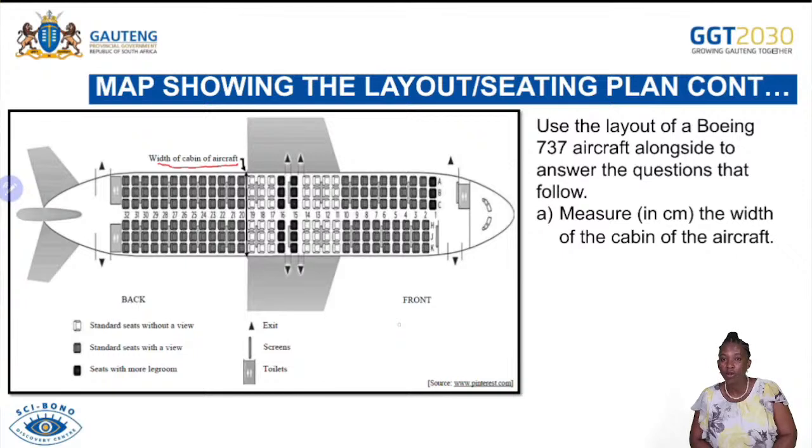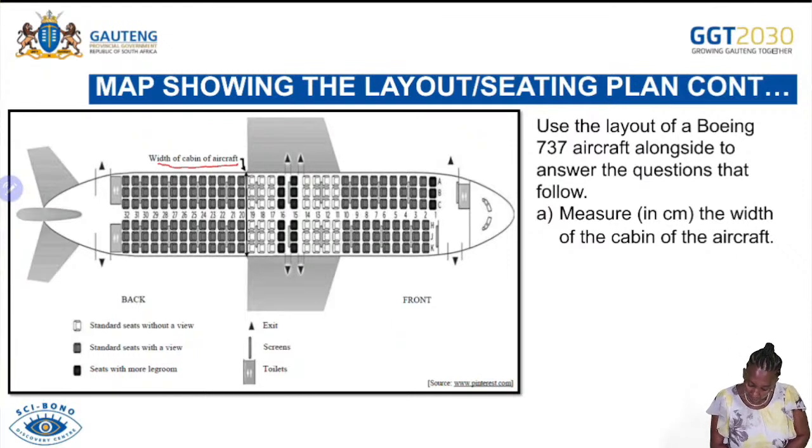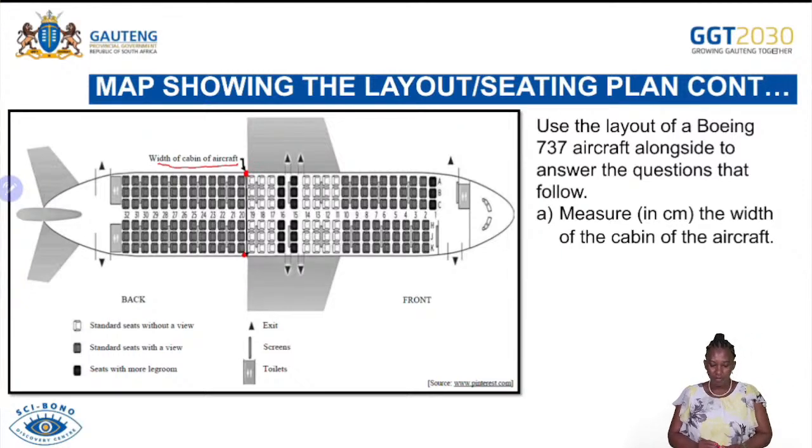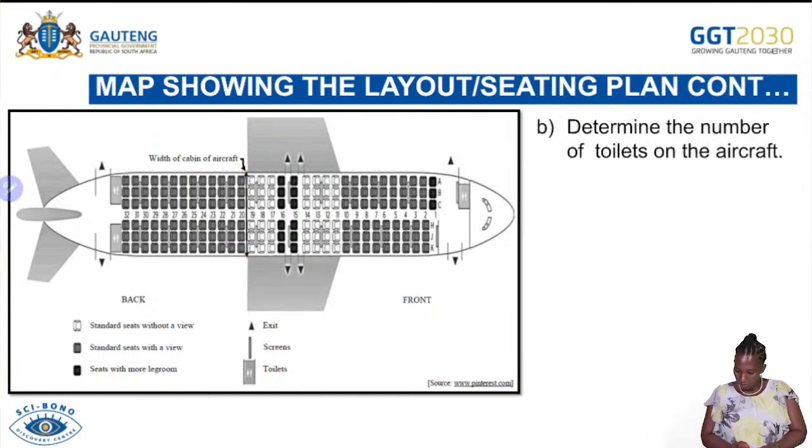Remember, mine is not drawn to scale because it's not on paper, but it's just on a picture here. So you place a ruler, and then you measure from one end to the other end. It will show you 4,3 centimeters. Now determine the number of toilets in the aircraft. Remember I said the keywords. Toilets, how do you identify the toilets? Here's the keyword. We have toilet 1, 2, and 3. So we have 3 toilets.